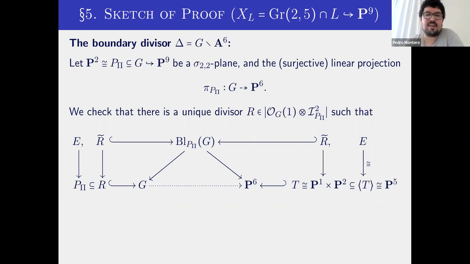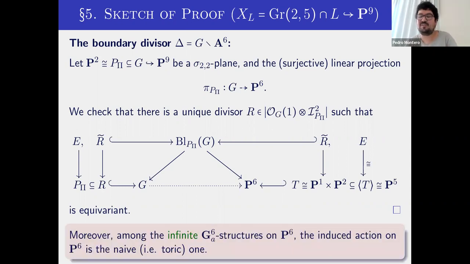So in this way, you can describe the boundary divisor. It's rather explicit. You can do it explicitly thanks to Plücker coordinates, if you want. And what is amazing, I think, is that, as you may know, there are infinitely many additive structures on P6. So it was a very tricky problem at the very beginning for us to say, okay, we have an explicit birational morphism from a Grassmannian, which has a unique additive structure, onto P6, which has infinitely many. So which one? And actually it's the naive one.